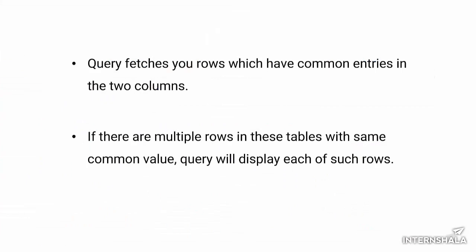When you run an inner join query on two tables and define a column from each table which could have common entries, the query fetches you rows which have common entries in the two columns. This is why certain user IDs of the users table are not displayed, as they do not have presence in the user ID column of the users products table. If there are multiple rows with the same common value, the query will display each of such rows. This is why you see a few user IDs repeated, as such users have purchased multiple products.